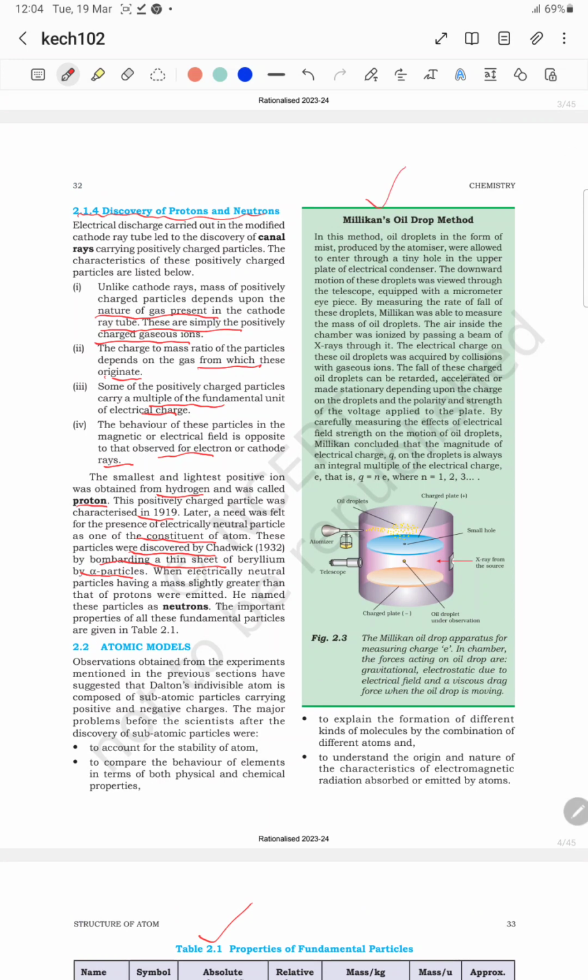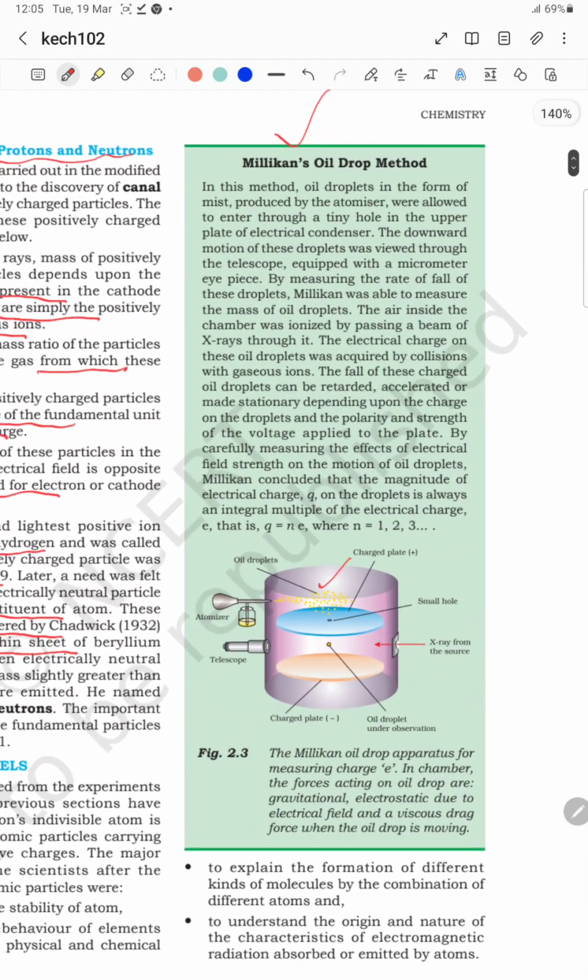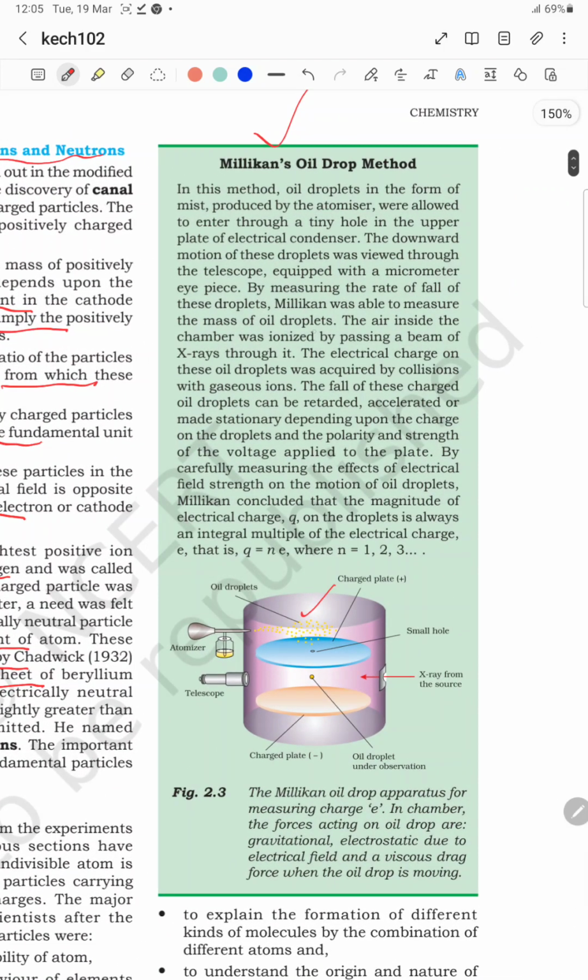So here it is the Millikan oil drop method. In this method, oil droplets in the form of mist produced by the atomizer were allowed to enter through a tiny hole in the upper plate of the electrical condenser. The downward motion of these droplets was viewed through a telescope equipped with a micrometer eyepiece. Measuring the rate of fall of these droplets, Millikan was able to measure the mass of oil droplets.